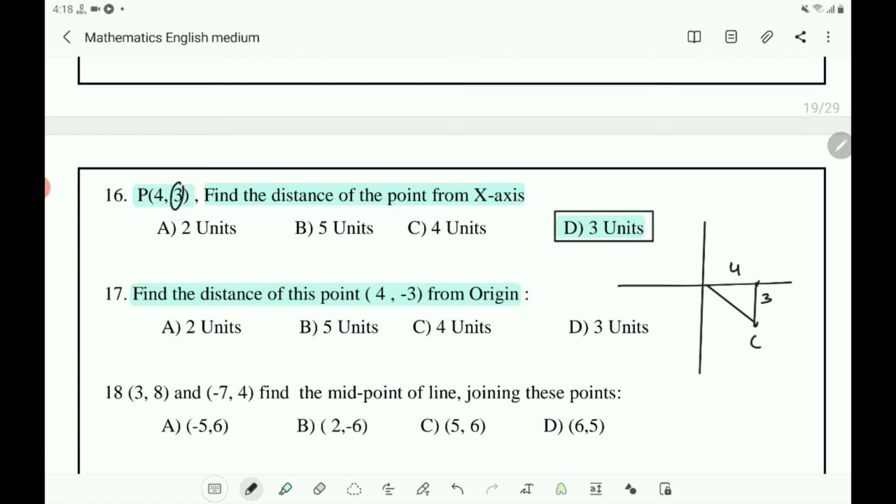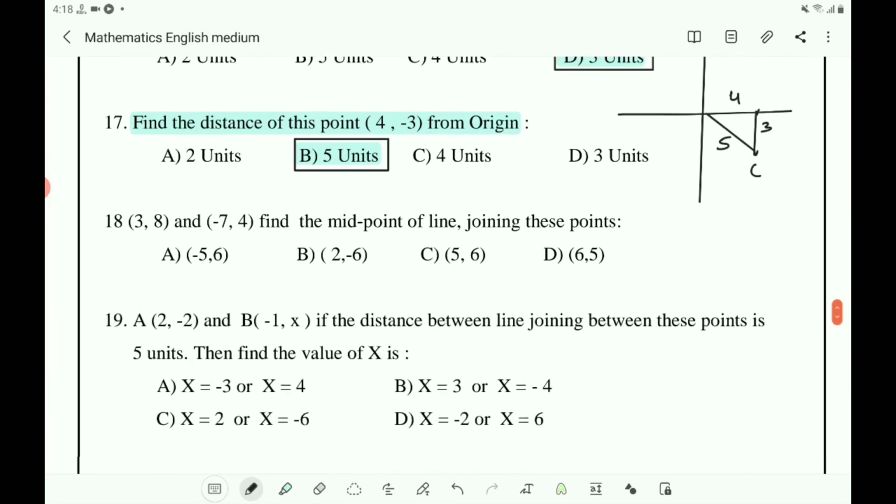Then again here you can use the Pythagorean triplet 3, 4, 5. So what is the distance of this point from the origin? You can take that as 5 units. You can use the Pythagoras theorem, otherwise if you know the Pythagorean triplet, you can identify the answer directly. Option B is the answer.